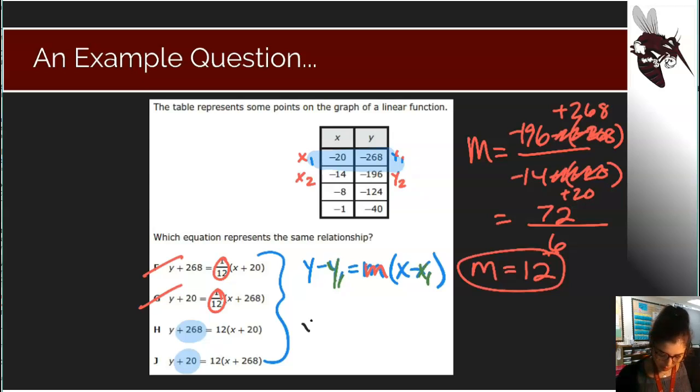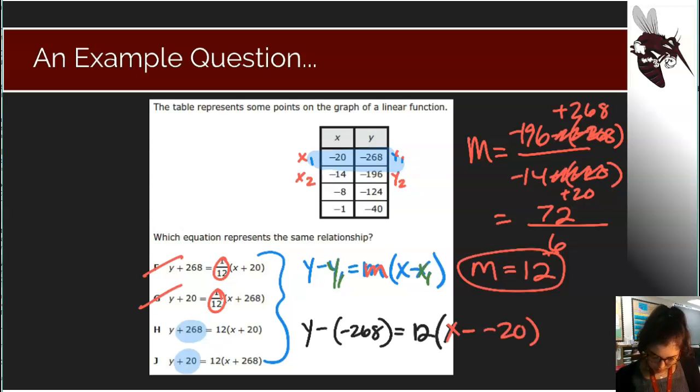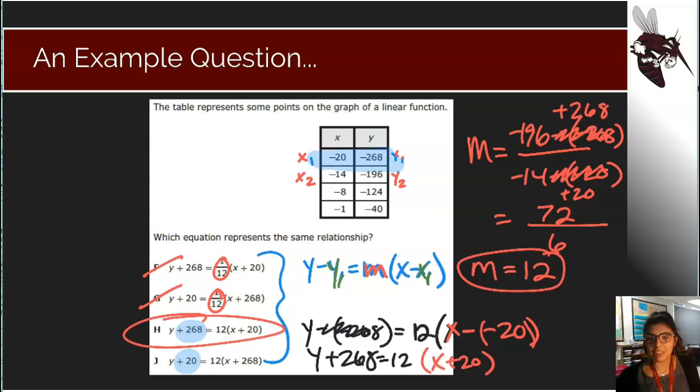We would write this equation as y minus negative 268 is equal to 12 times x minus, can't see my writing over there, sorry, x minus negative 20. Minus a negative, fine but confusing. This is going to be y plus 268 equal to 12 times x plus 20. Again, sorry, I had to change colors. So we know that H is our correct answer. It uses the right slope and point from this table.